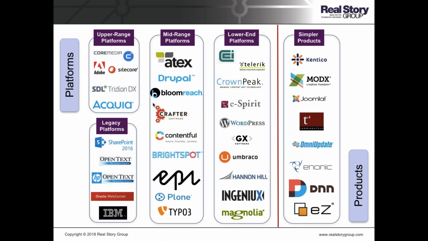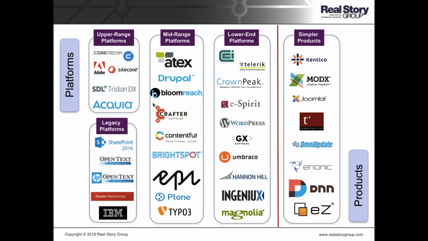But for now, let's talk about the WCM marketplace as a whole, right? So the marketplace can really be defined on kind of a complexity spectrum. So on the far left, you have the most complex platforms. And on the far right, you have simpler products. So the difference between a platform and a product is, with a platform, you really need a developer on your team who's going to help you, not just in the initial implementation, but be able to support it going forward.